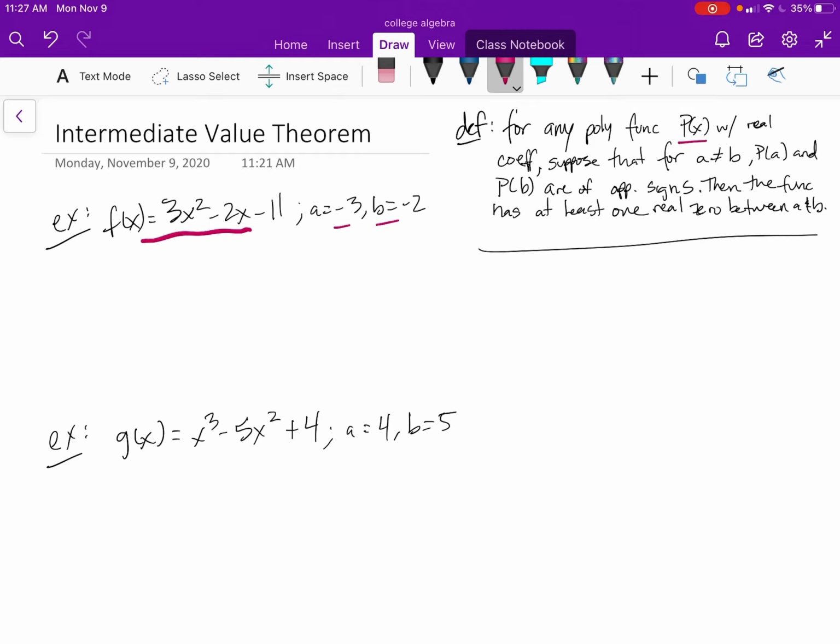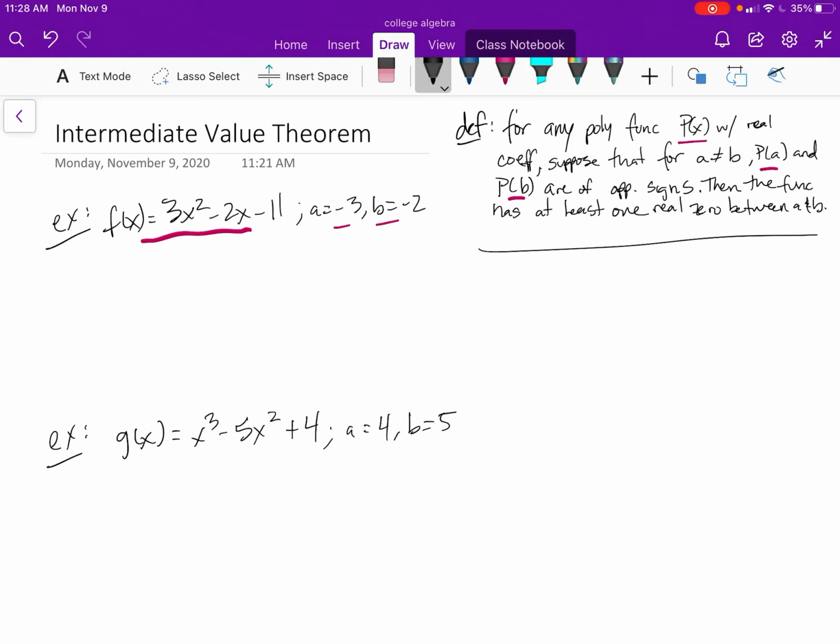Okay, and then we are given two values, and we say a is not b because we couldn't find a zero between two values that are identical, right? Like if I said, is there a zero between 4 and 4 here? There's no number in between 4 and 4, so how can I find a zero between that? So two different values. And then if I plug in a and I plug in b, and I get opposite signs, so one positive, one negative, doesn't matter the order, as long as one is positive and one is negative, then the function has at least one real zero between a and b.